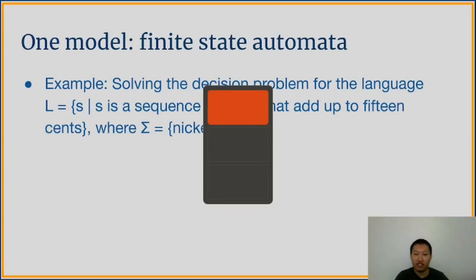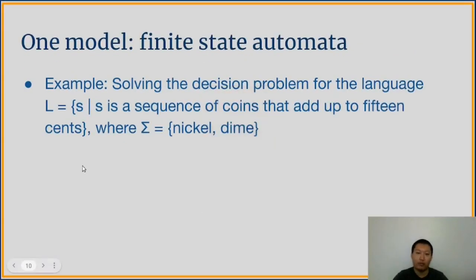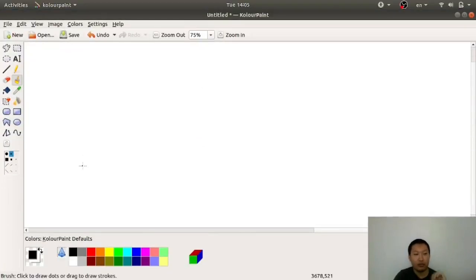We're going to solve the decision problem for the language, a sequence of coins that add up to 15 cents, and the alphabet we're considering is nickels and dimes. So given a string of nickels and dimes, we want to figure out if it adds up to 15 cents. So one way to do this is a simple flowchart model.